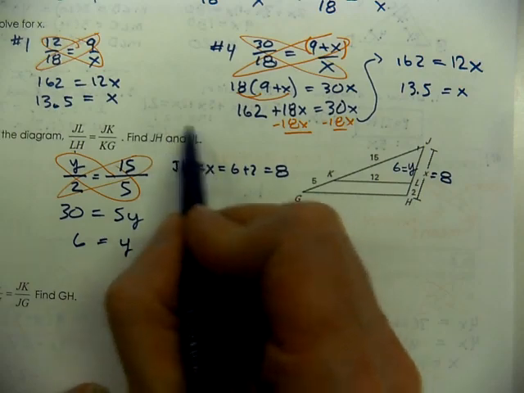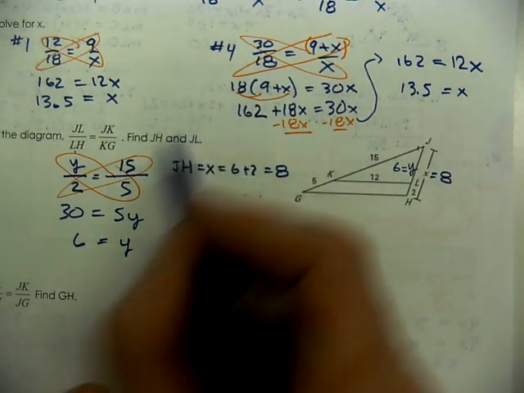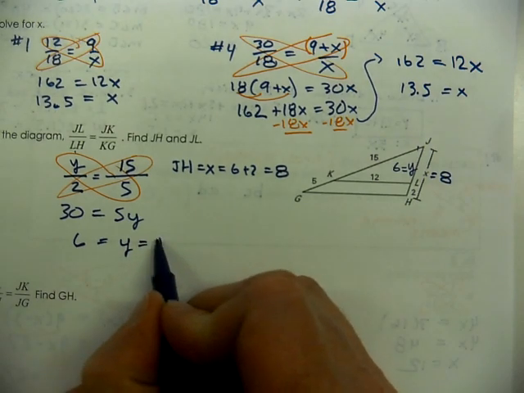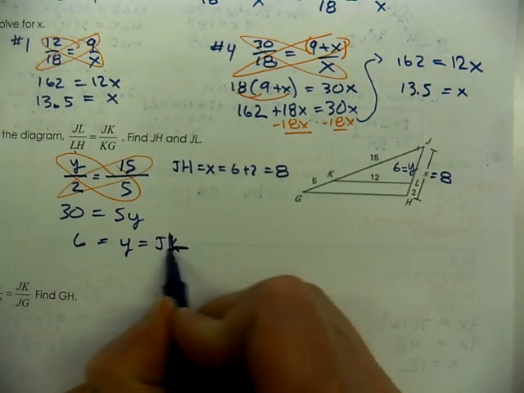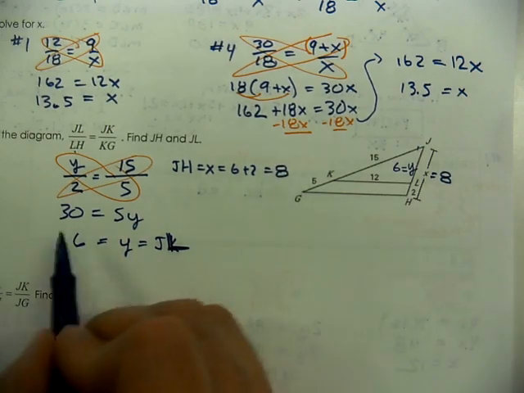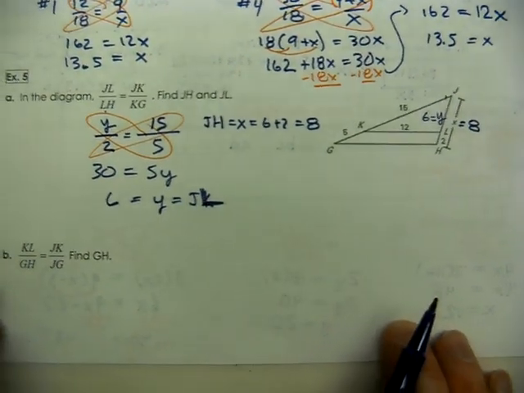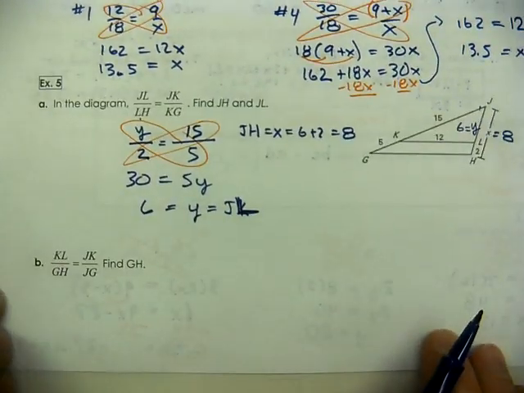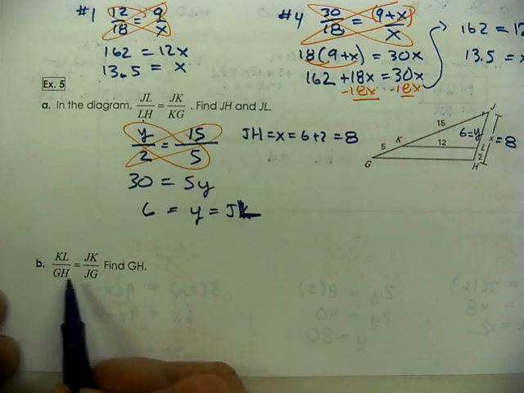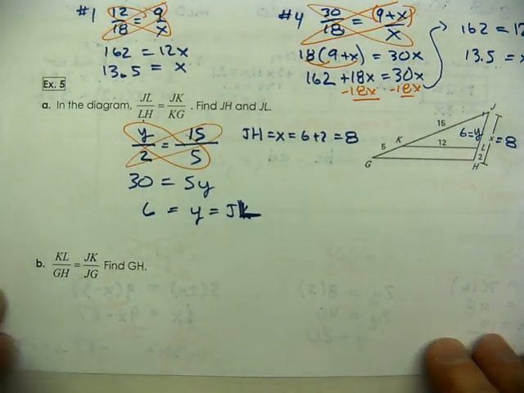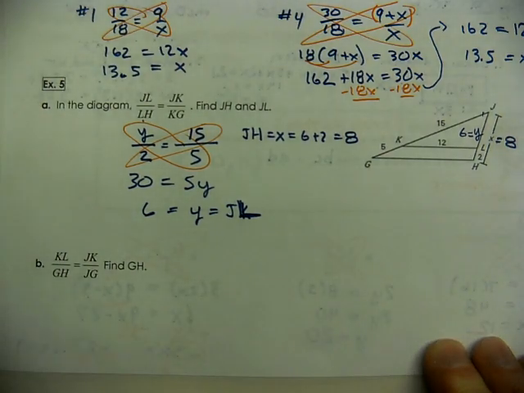And then how long is it from J to L? Yeah, that's what we just figured out here. So this y that we called 6, that's the JL. Right, so those are the two results that they wanted us to find. Let's do another one. You can try this one, see if you can set this up. They're saying KL over GH equals JK over JG. Right? So pause the video here, see if you can set that up and cross multiply.